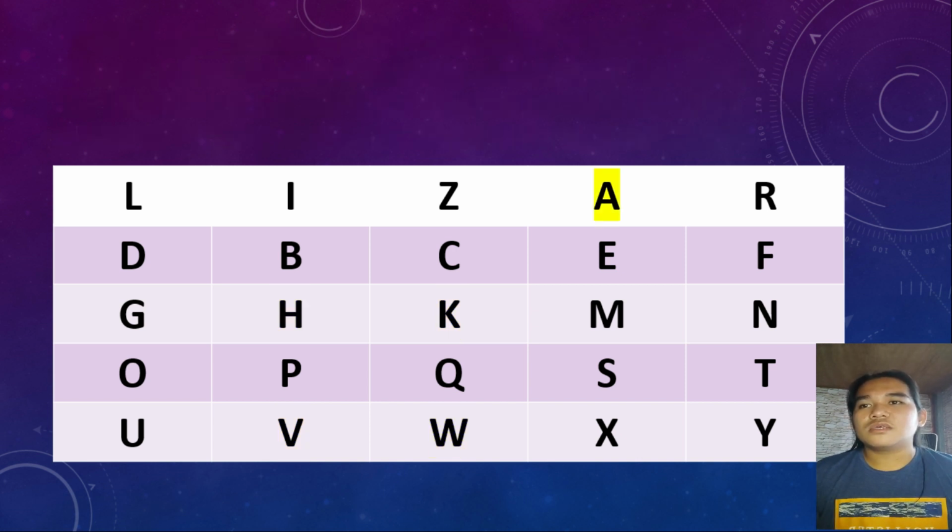Now, in our case, for the first two letters, A and C, it applies the third rule where A will become Z and C will become E. How about T and I? It also applies the third rule, which is T will become P, and I will become R. Same with V and E. V will become X and E will become B.